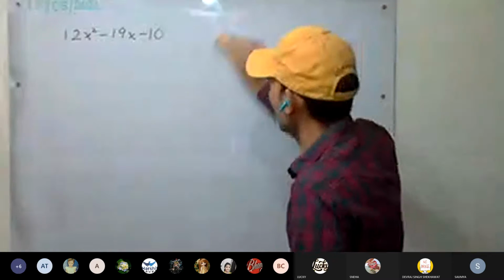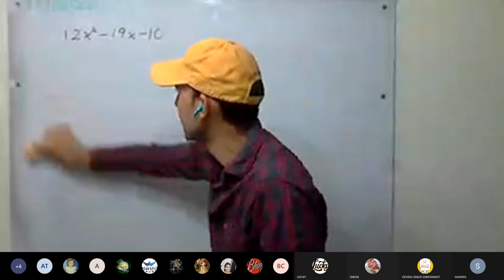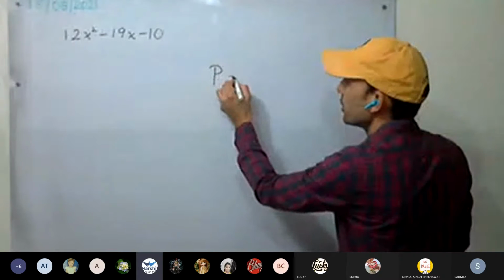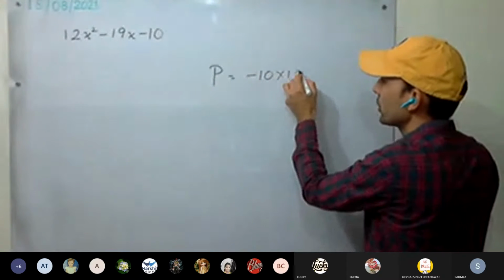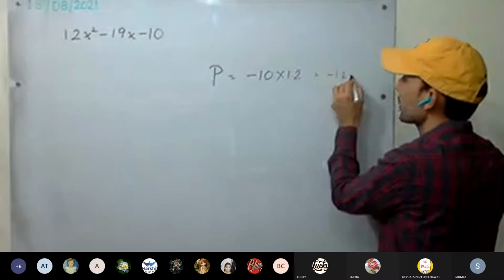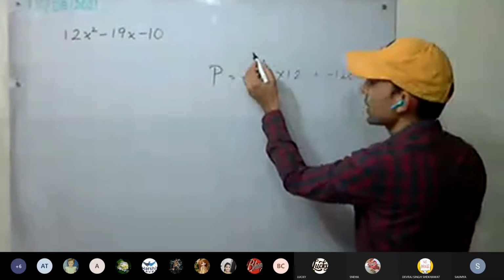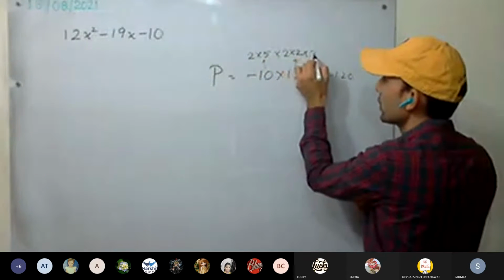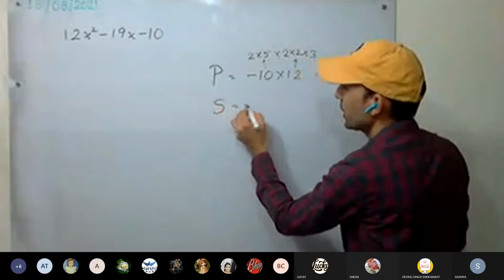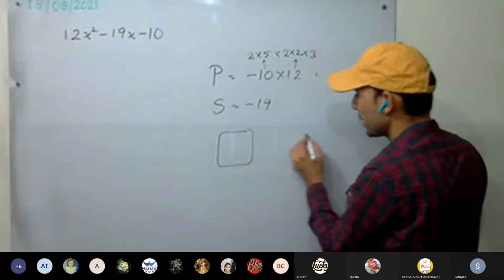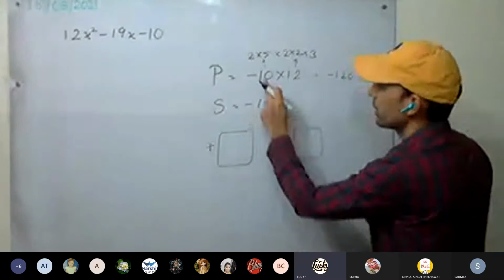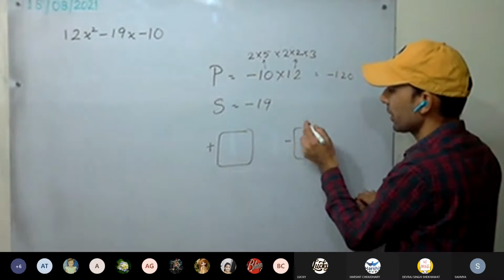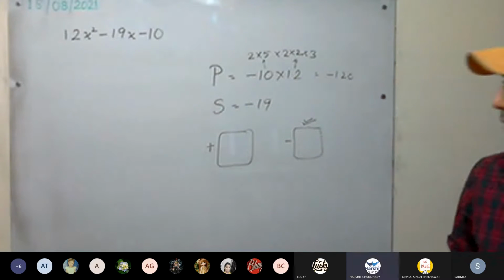Okay, factorize it. First, what should be the product? Minus 10 into 12, which must be the product, or you can say minus 120. This is not required. Okay, factorize it. 2 into 5 into 2 into 2 into 3. Sum must be minus 19. It means we are having two numbers, positive and negative. Then only we have the negative sign in the product. Now, which should be bigger? Sum is minus 19. The negative number should be bigger.